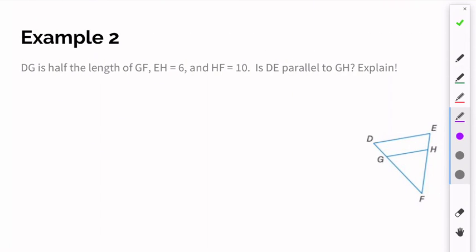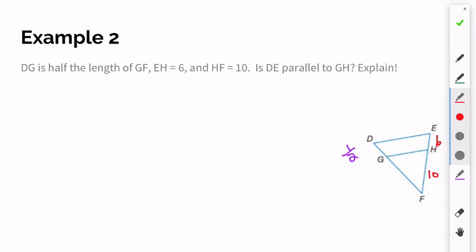Here's an example. Example 2, DG is half the length of GF. Okay, so we know that DG is going to be half the length of GF. If you look at it, it doesn't look like it is, but we have to go with what was given. I know that that doesn't look nearly half of DF, but just go with it. EH is going to be 6, and HF is going to be 10. It's asking, is DE parallel to GH?